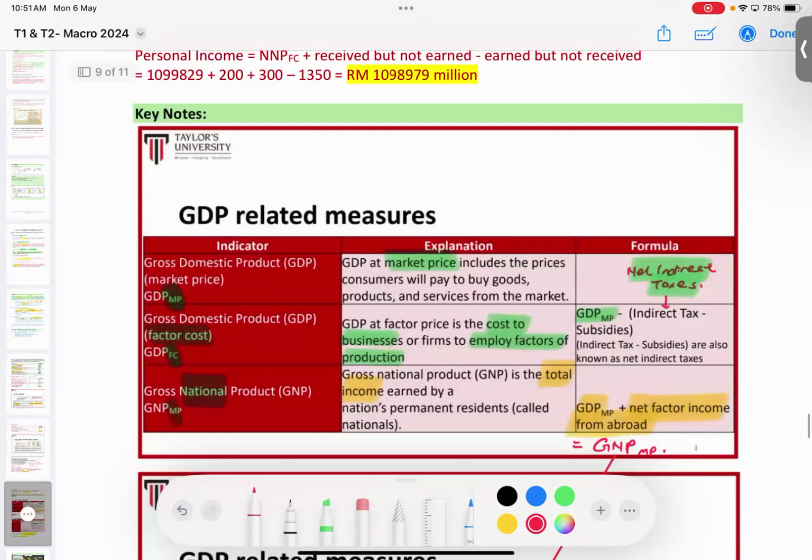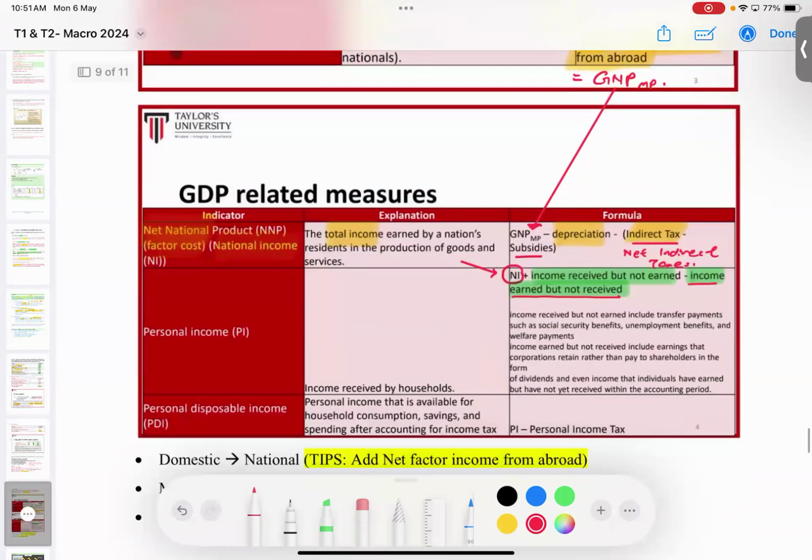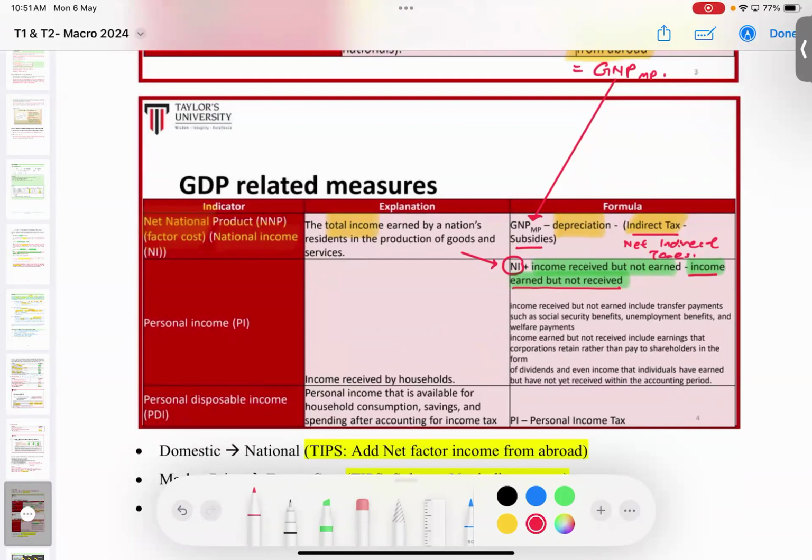Okay. So that is for personal income. Now, when they ask you to calculate personal disposable income, it means you need to minus your personal income tax. You have to pay taxes, and what remains is the disposable income.